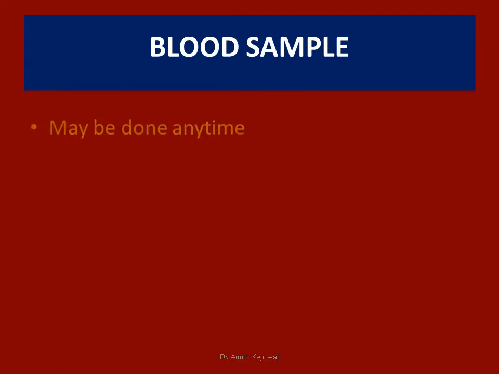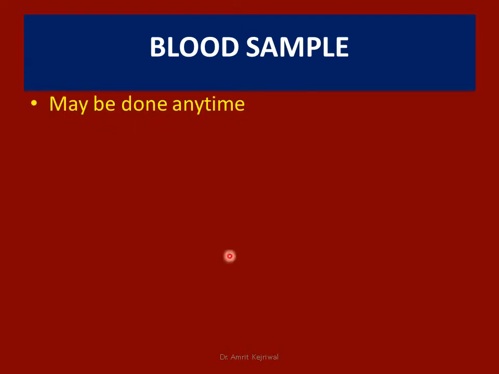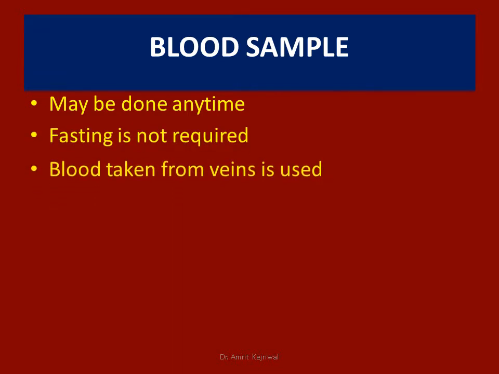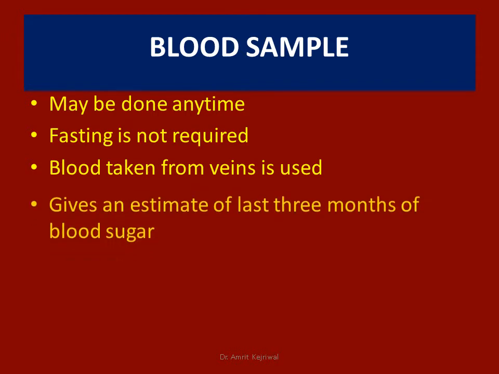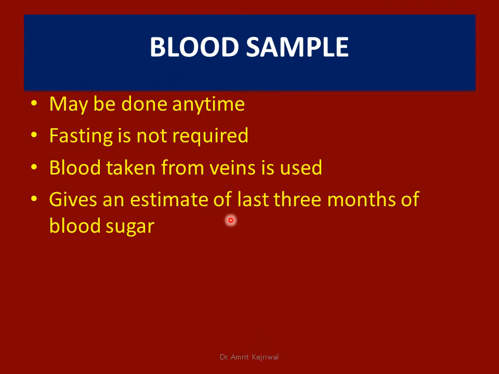So a blood sample is taken. It may be done anytime. Fasting is not required, and blood taken from veins is used. Arterial blood is not required. It gives an estimate of the last 3 months of blood sugar, as the lifespan of RBC is 120 days, which should ideally be 4 months, but yes, it is more accurate for the last 3 months.